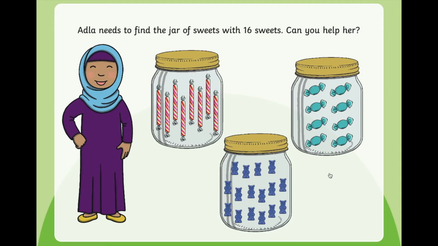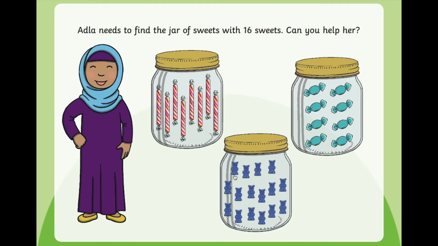Okay, well, let's see if you're right. Do you think it's this one? No, goodness, there's not very many in there. It doesn't look like there's 16. What about this one? 1, 2, 3, 4, 5, 6, 7, 8. There's 8 in that as well. It can't be. But we do know that 8 and 8, they make 16, don't we?